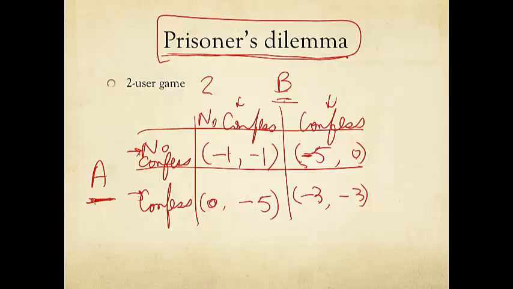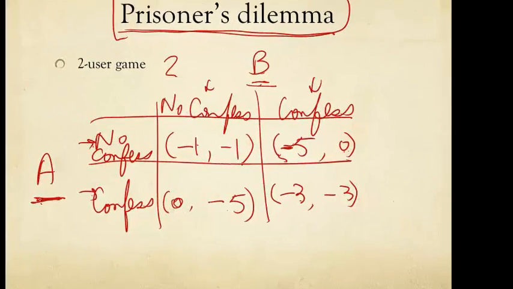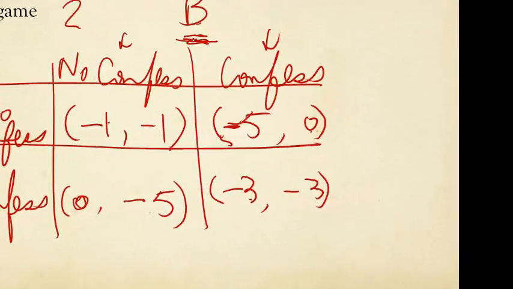Because imagine you are suspect A, and you say, I don't know what B will do. But suppose she chooses not to confess, then what should I do? Well, if I don't confess, I get -1. If I confess, I get 0. So I should pick confess. We call this the best response strategy by player A in response to player B's picking no confession.